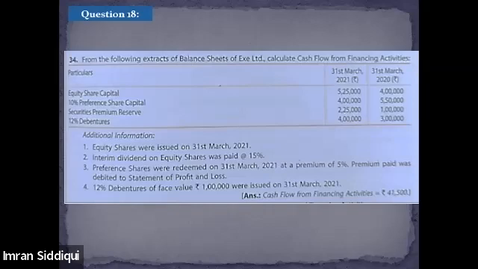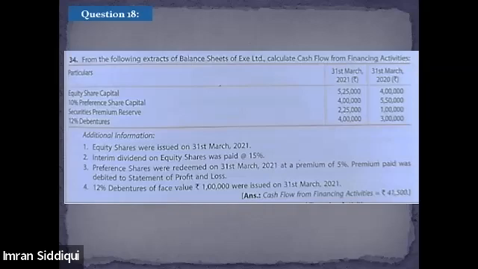Sir, in additional information, equity shares were issued at 31st March 2021. So what does that mean? Equity share being issued on 31st March 2021. It means that we have issued the equity share at the end of the year. So the dividend that will be paid will be on the opening value of the equity share.